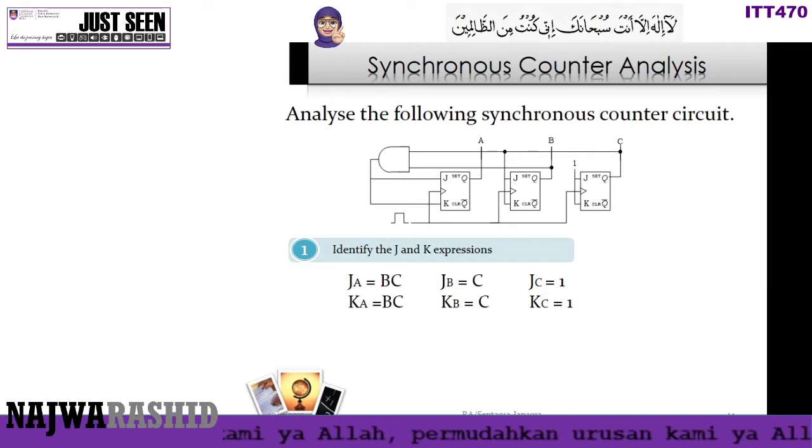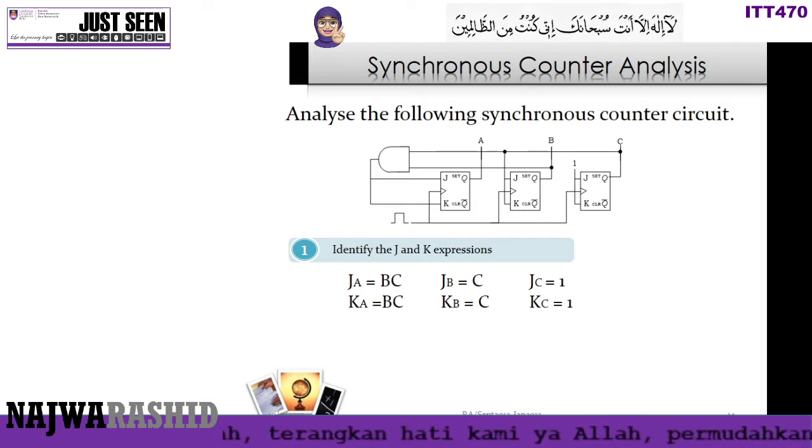Okay, next look at JB and KB. JB and KB here come from C. So JB equals C, KB equals C. Next, look at JC and KC. JC and KC here come from 1. So KC equals 1, JC equals 1. Now you already have the expressions for JA, KA, JB, KB, JC, and KC.